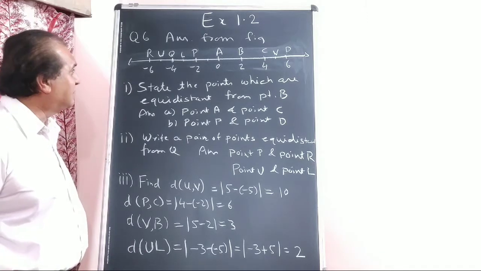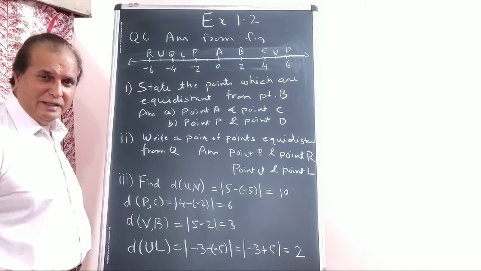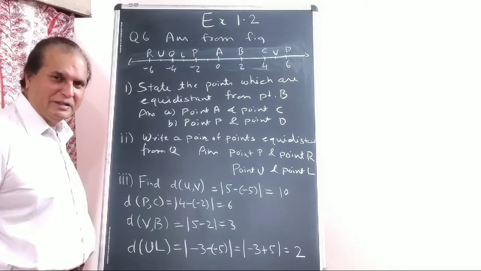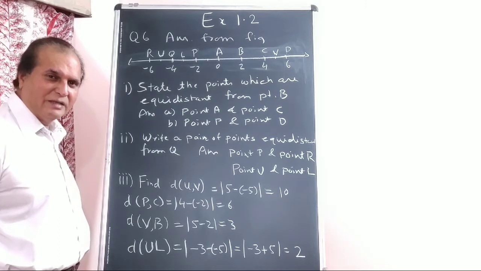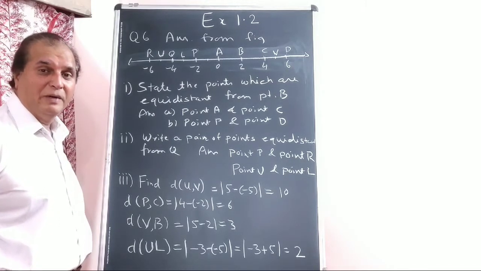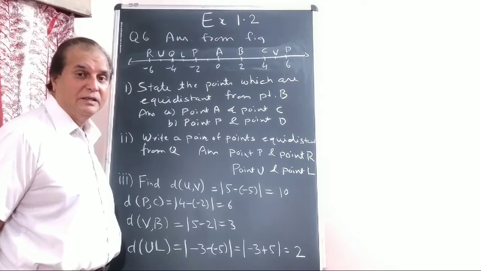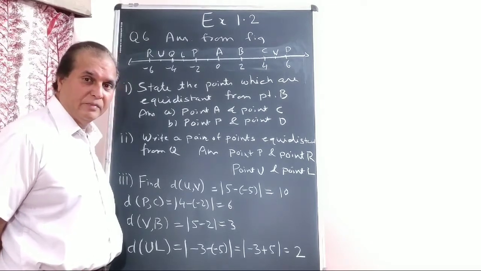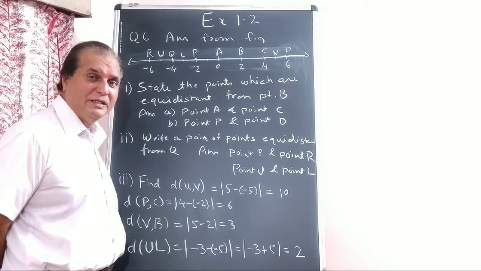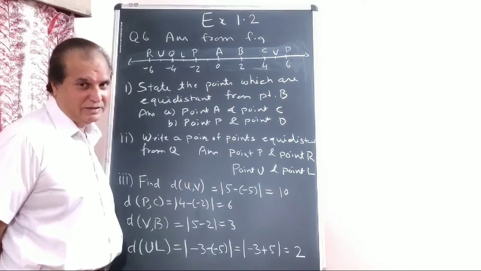How did you feel about exercise 1.2? Easy? We'll go ahead with exercise 1.3. There are some proofs you can copy down from your textbook because they are expected as per the textbook only. Exercise 1.3 is simple, so I am going ahead with it.